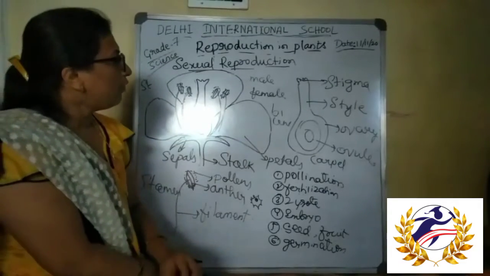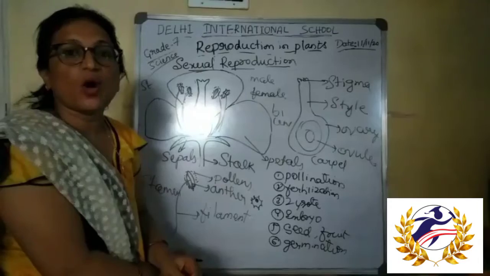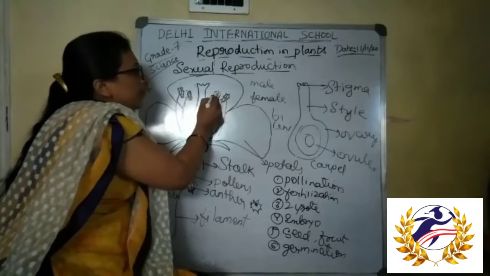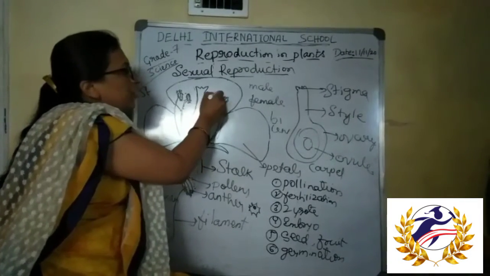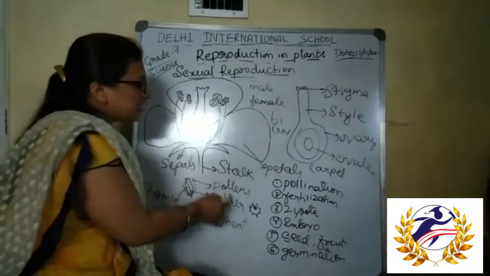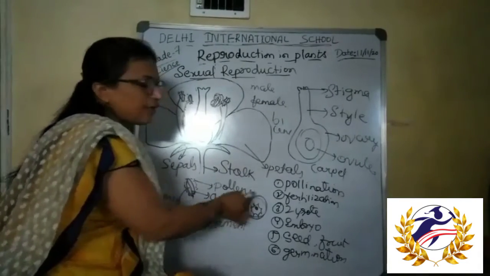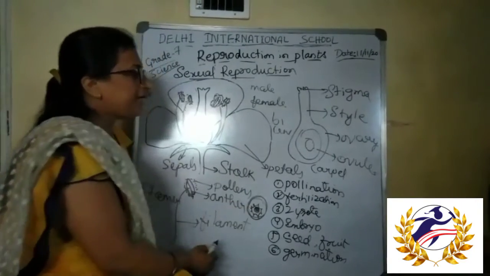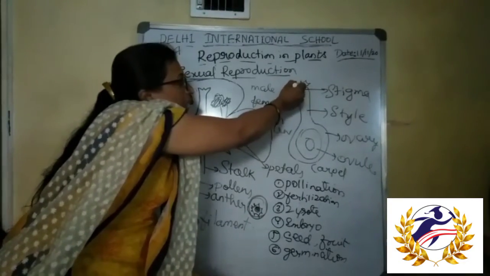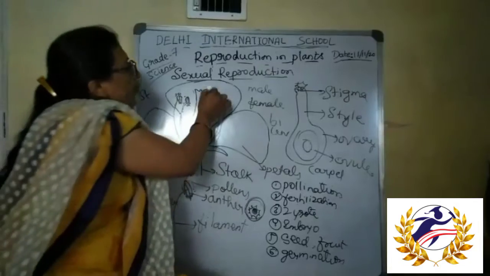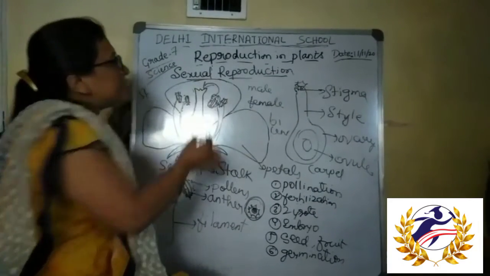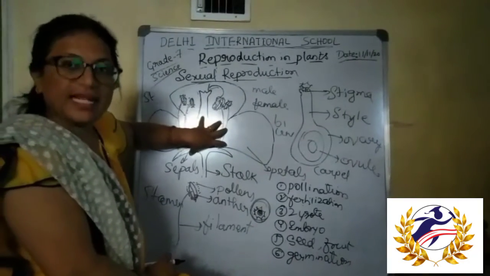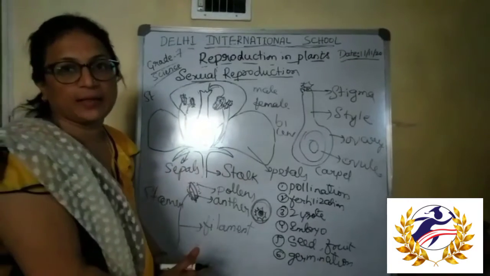Okay, so what happens when reproduction takes place? This male reproductive part contains powdery yellow structures called pollen grains. This pollen grain is a tough layered organ, and it contains a male gamete. It comes and falls on the stigma. The transfer of pollen grains from the male part to the female part of the same flower, if it takes place like this, is called self-pollination.